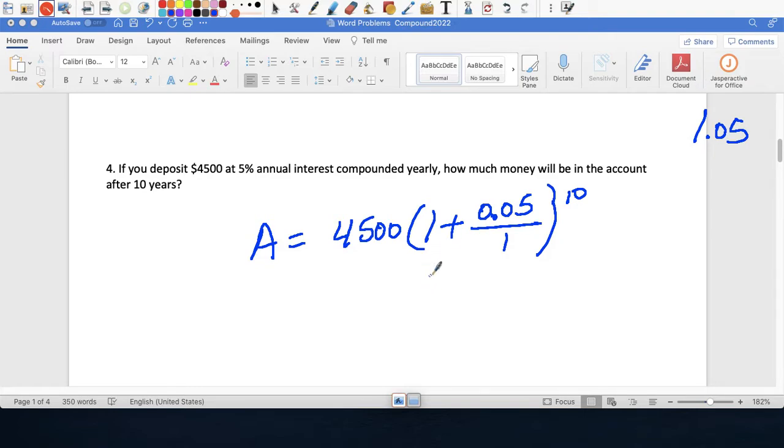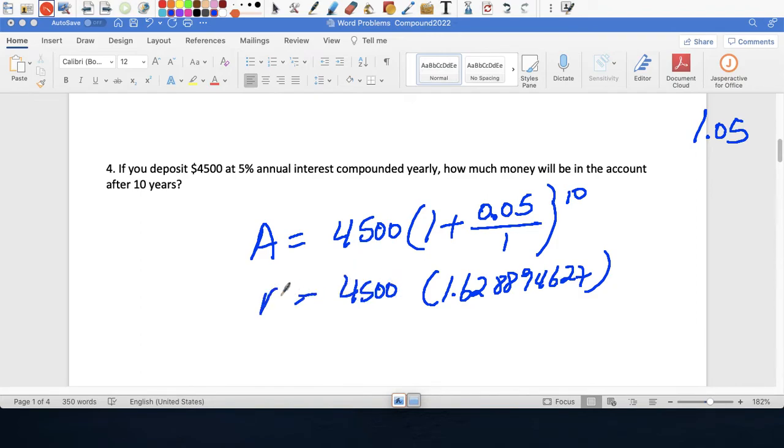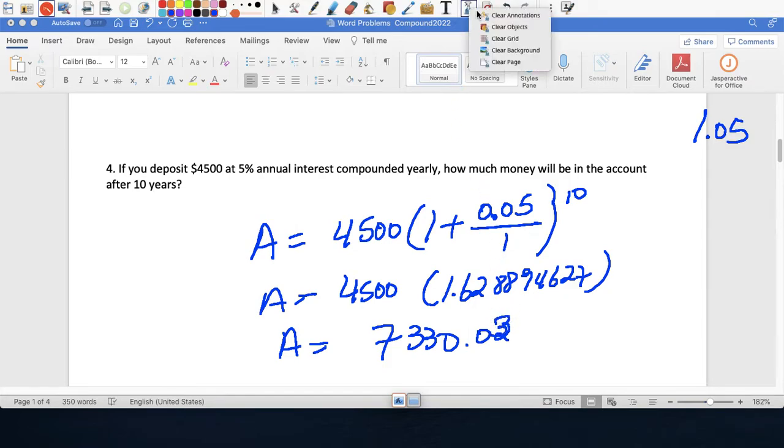And now you're going to have 1.628894627 in your calculator, which you're going to multiply by 4,500. And that gives us our balance after 10 years. So multiply times 4,500. And in our account in 10 years, we're going to have $7,330.03. Okay.